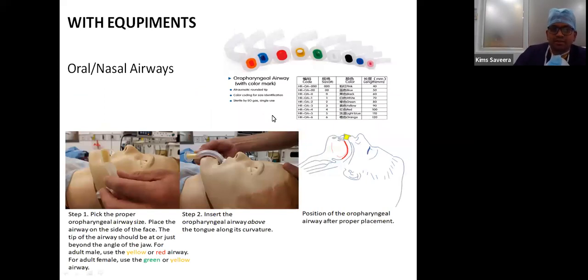With equipment, generally we have oral and nasal airways. And this is the method of how to select the size. We have different sizes based on their color coding. Generally in adult females, we use green or yellow, size 1, 2 or 3, or in adult males, yellow and red, generally 3 or 4. How to measure this size? Just from the angle of the mouth to the angle of the mandible externally, we can place it and select the appropriate size of oropharyngeal airway. And this is the method of insertion. According to the natural anatomical shape, we can introduce it in this way.